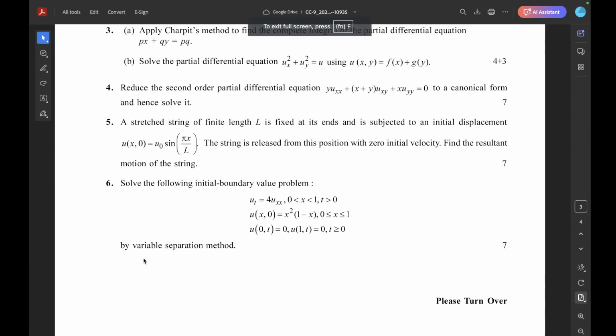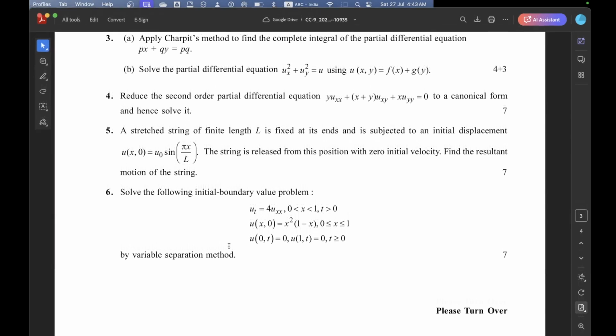Next question, question 6. Solve the following initial boundary value problem. u_t equal to 4 u_xx, 0 less than x less than 1, t greater than 0, u(x,0) equal to x(1 minus x), 0 less than or equal to x less than or equal to 1, u(0,t) equal to 0, u(1,t) equal to 0 for t greater than or equal to 0, by the variable separation method.